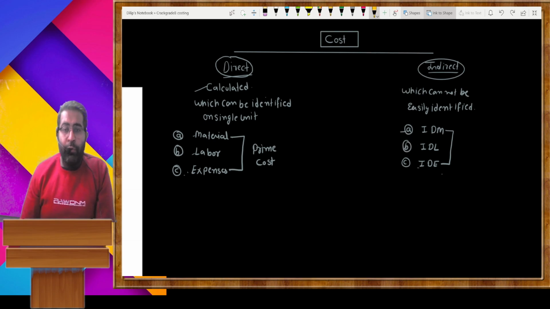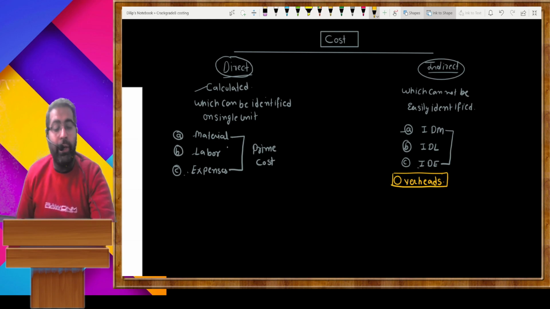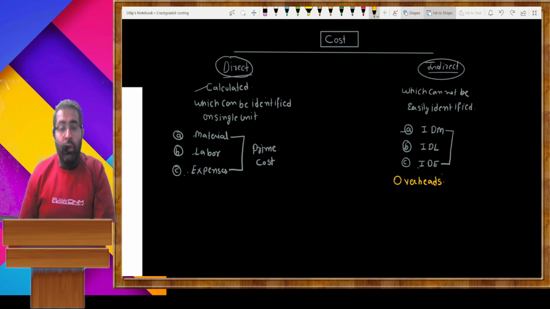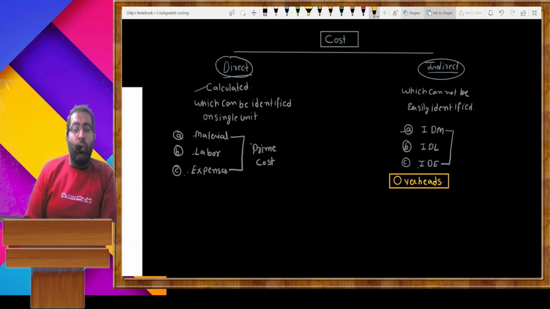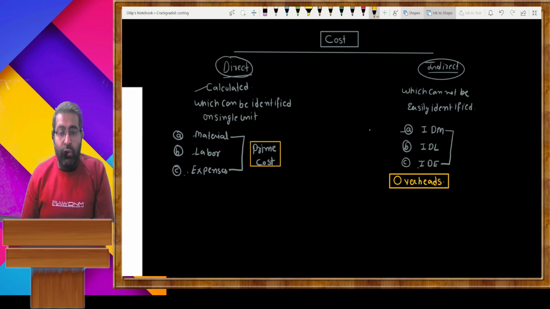All the types of indirect expenses, indirect costs, are regarded as overheads. Clear? The total of all the types of indirect expenses is regarded as overhead, and the total of all the types of direct cost is regarded as prime cost.